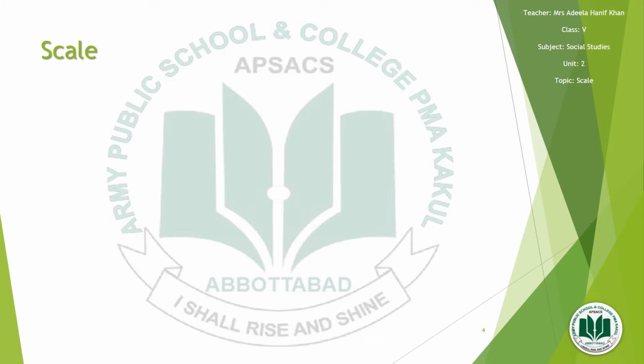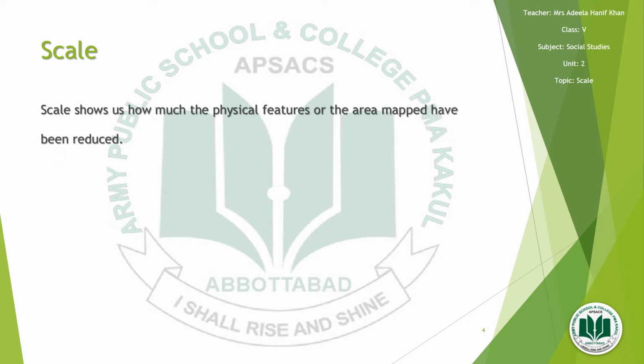What is scale and in how many ways is it used? Scale shows us how much the physical features or the area mapped have been reduced. Students, it means scales are shown on maps because it is impossible to draw a life-size map. Therefore, the actual size of an area is reduced by a constant factor. For example, a small area may be shown on the map as 1000 times smaller than it really is.